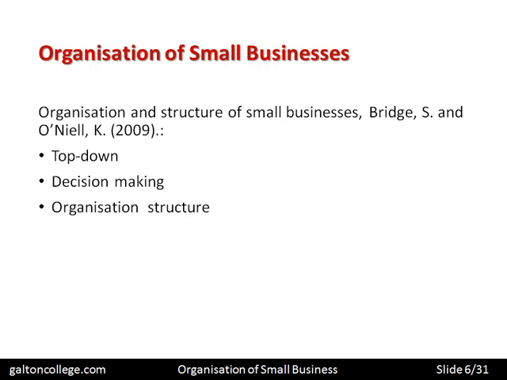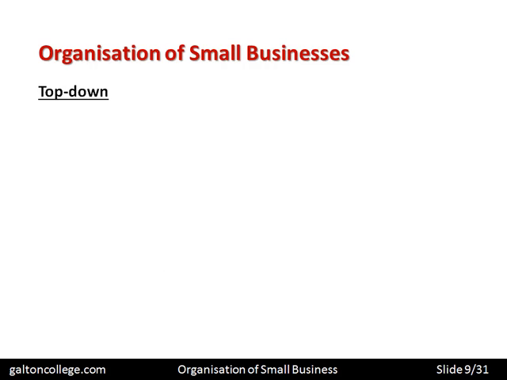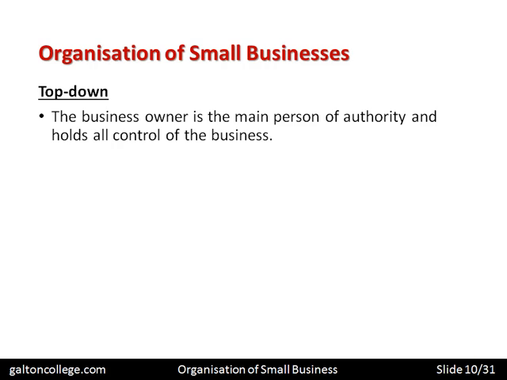Starting with top-down, what's meant by that in the context of small business, decision-making within small business, organizational structure within small business, control, and lack of objectivity. So we have various headings that we need to look at in the context of small business, as identified by Bridge and O'Neill. So let's make a start and deal first of all with top down.